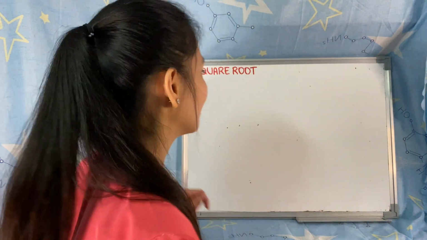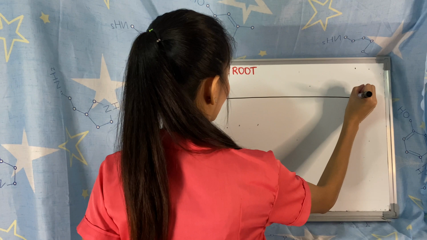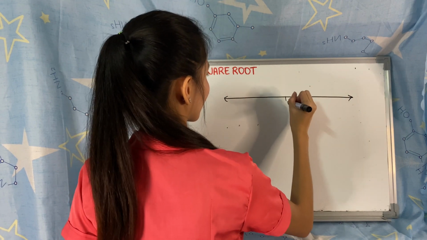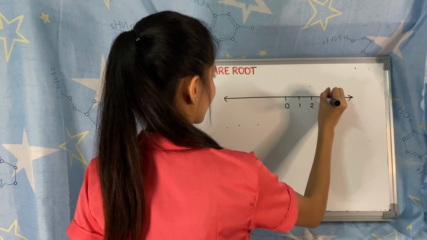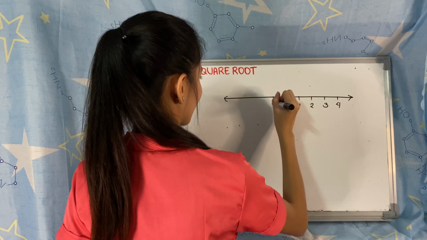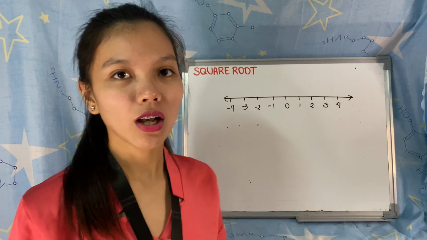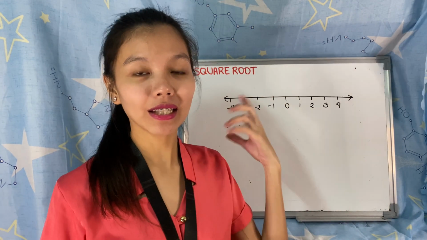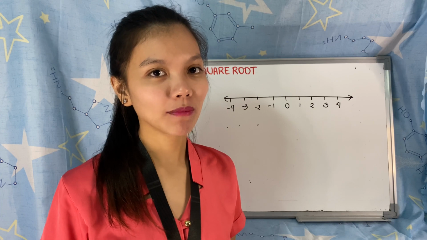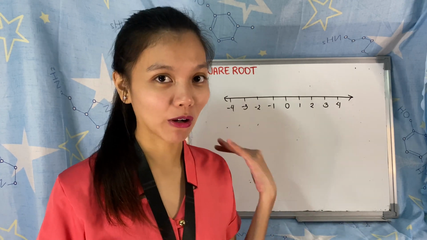So first, how can we locate or how can we plot a rational and an irrational number in a number line? So dun muna tayo sa rational numbers kasi siya yung may specific answers. So let's create first a number line. Okay, so we have a number line where 0 is in the middle of it, and all of the positive numbers are on the right and all of the negative numbers are on the left.